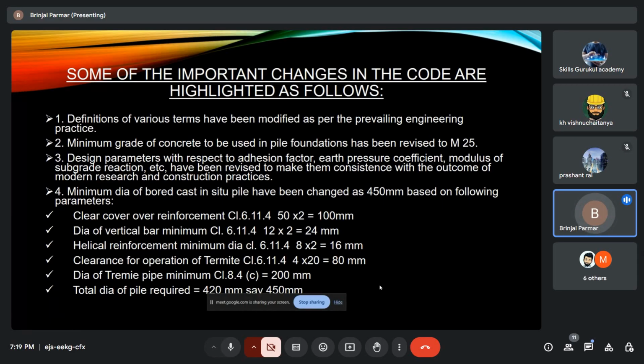First, the minimum grade of concrete should be M25. Design parameters with respect to adhesion factor, earth pressure coefficient, and modulus of subgrade reaction have been revised to make them consistent with the outcome of modern research and construction practice. Fourth, the minimum diameter of bored cast in situ pile has been changed to 450 based on the following parameters. There are some criteria for clear cover over reinforcement, clause 6.11.4, 50 into 200.